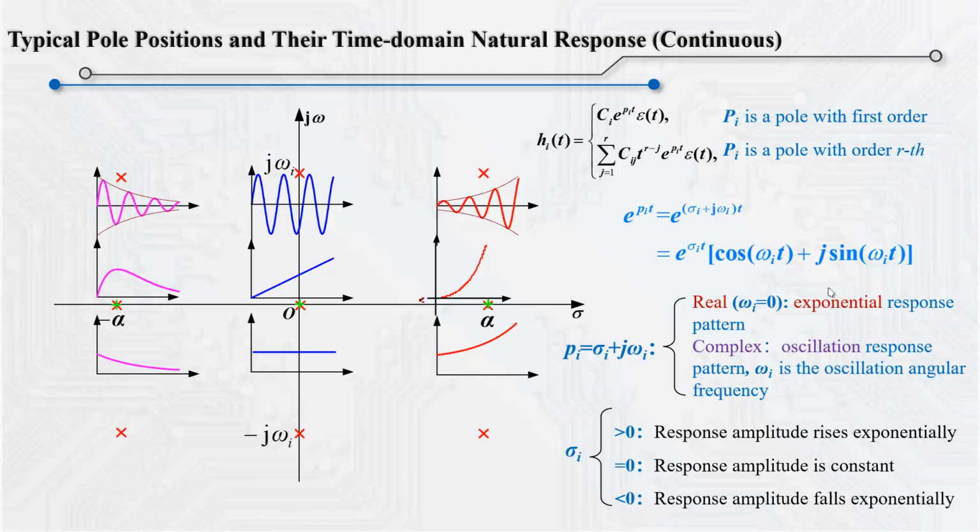Secondly, let's consider the case where the poles are complex. If the system has a pair of conjugate imaginary poles, then the corresponding response pattern will be an oscillation with constant amplitude. Its oscillation frequency depends on the value of omega I. If the poles are a pair of conjugate complex poles with positive real part, the system will have an oscillating pattern rising exponentially. If the real part is negative, then the amplitude of the oscillating pattern will fall exponentially.